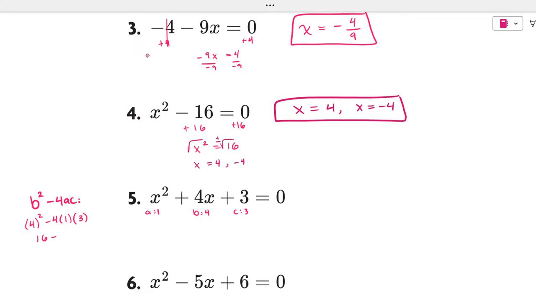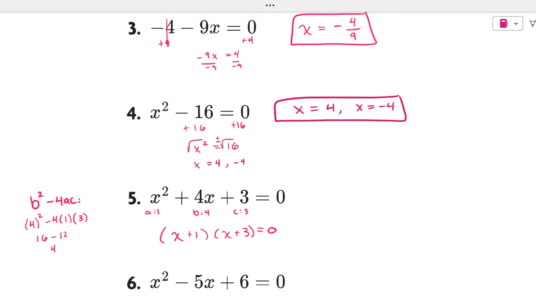So this gives us 16 minus 12, which is 4. Since 4 is a perfect square, this is factorable. So let's go ahead and try to factor it. Now, maybe you notice that factors of 3 that add to 4 are 3 and 1, and you went straight to factoring. x plus 1 times x plus 3 equals 0.